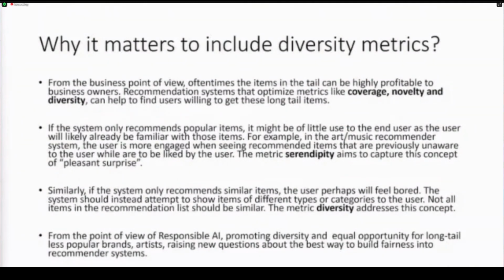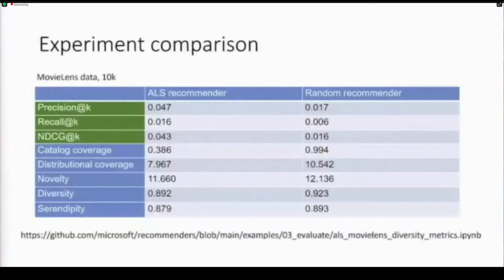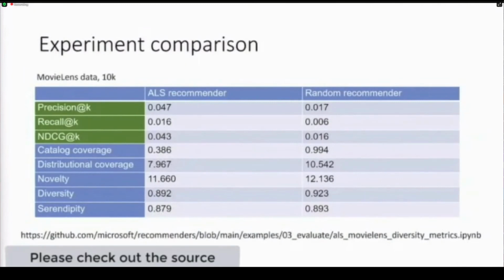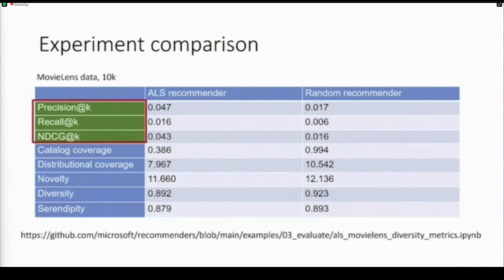We summarize our thoughts from these four aspects. In an experiment of comparing an ALS recommender and a random recommender on MovieLens 10K data, we show following comparison results. It shows that the ALS recommender performs better on ranking metrics, while the random recommender performs better on diversity metrics. This is because ALS is optimized for estimating the item rating as accurate as possible. Therefore, it performs well on accuracy metrics, including rating and ranking metrics.